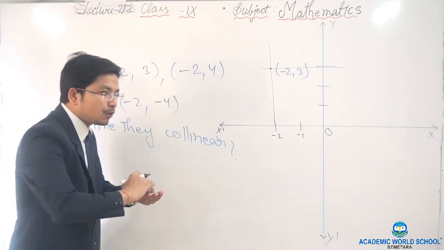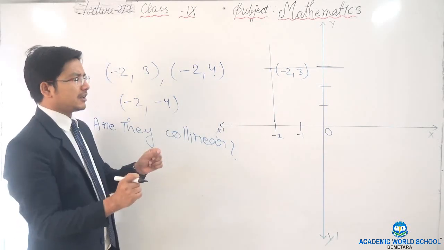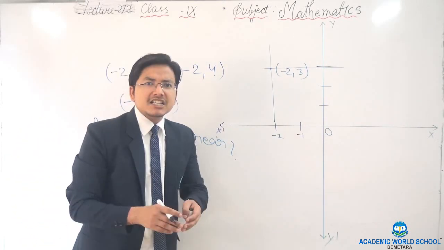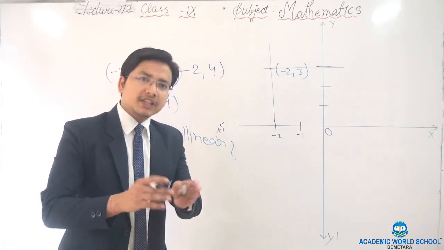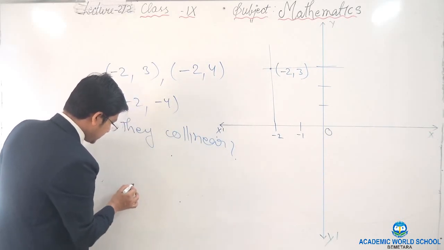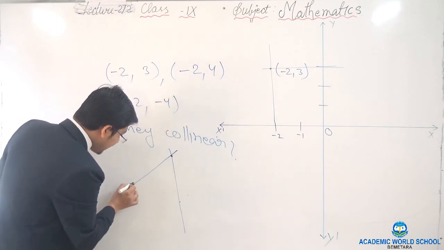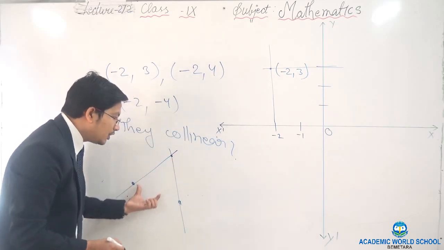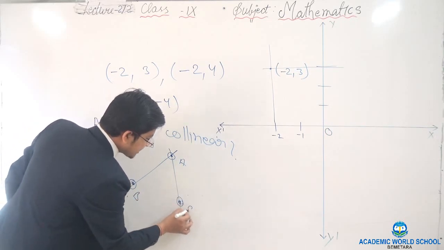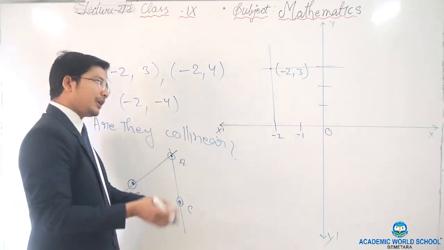So what is the meaning of collinear? 2 points are always collinear. The collinearity is meaningful to talk about with respect to more than 2 points. If there are 3 points and I join them, and they are not lying on the same line, then these points A, B, C are non-collinear.